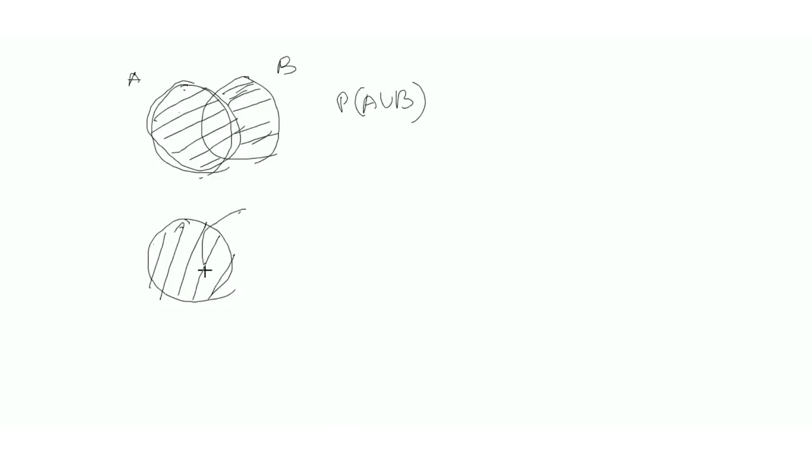So probability of A plus probability of B, right? But what is wrong with this? Because the probability of A union B is basically this entire area, right? Now if we do probability of A plus probability of B, this is the region we are counting twice over, right? It's part of A as well, it's part of B as well. If the entire area is A union B, we are concerned with the entire area, so if we do P(A) plus P(B), we are overcounting this particular area twice.